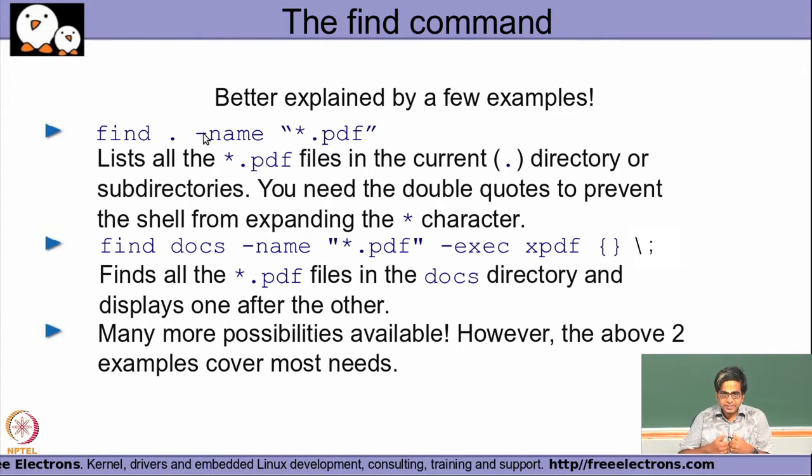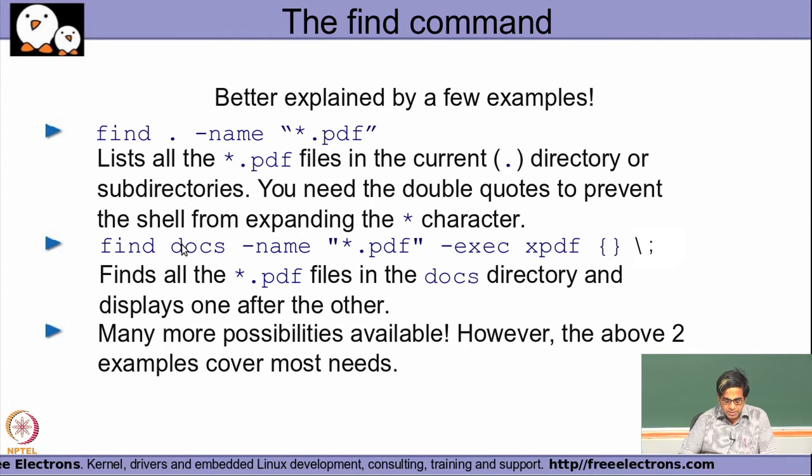So, however many subdirectories are present from my current directory, go take a look and see if there are any files that are ending with .pdf, and if they are present, just list me the path names. Not the contents, just the path names where those files are present from the current directory. So, it will give me the relative paths of all those files which have the extension .pdf at the end, listed down as part of this command, right. Now, take a look at the next example.